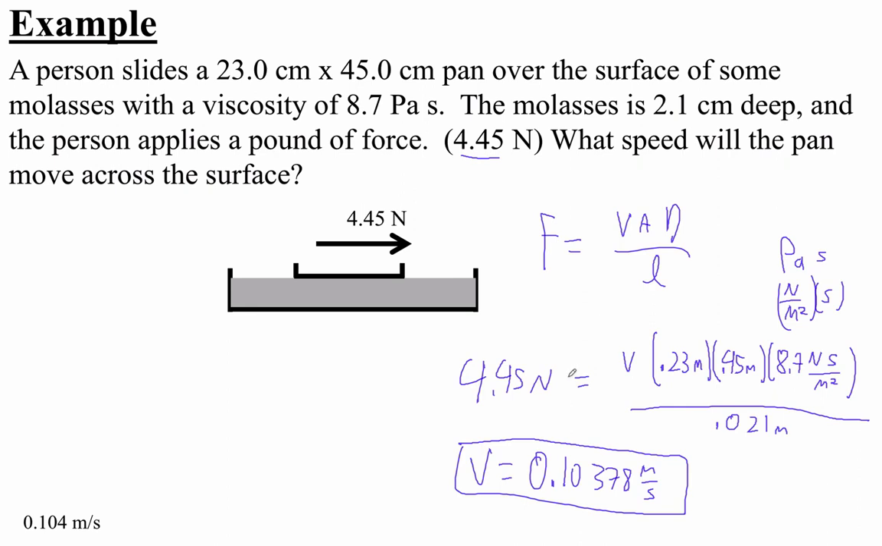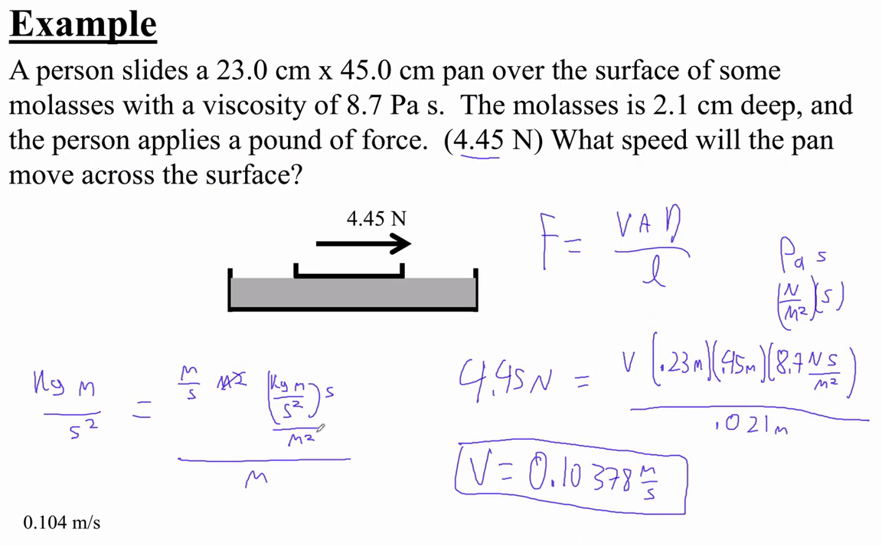Let's look at the units here. If you're totally uninterested in units, you can just stop watching. A Newton is a kilogram meter per second squared. Does that equal meters per second times meters squared, times newtons, so a kilogram meter per second squared times seconds divided by meters squared, all divided by meters.